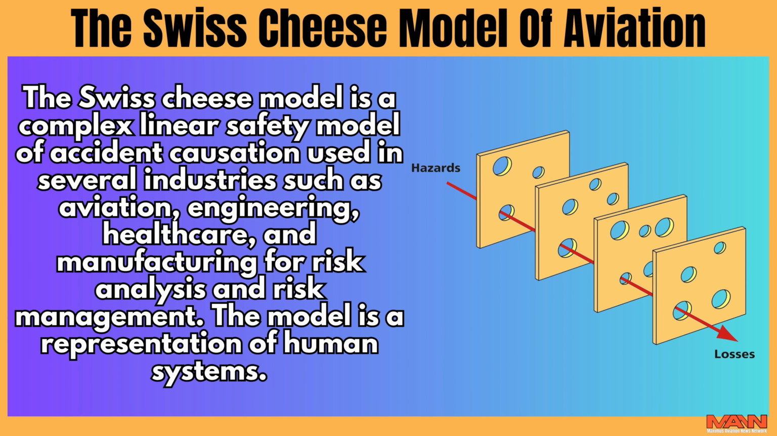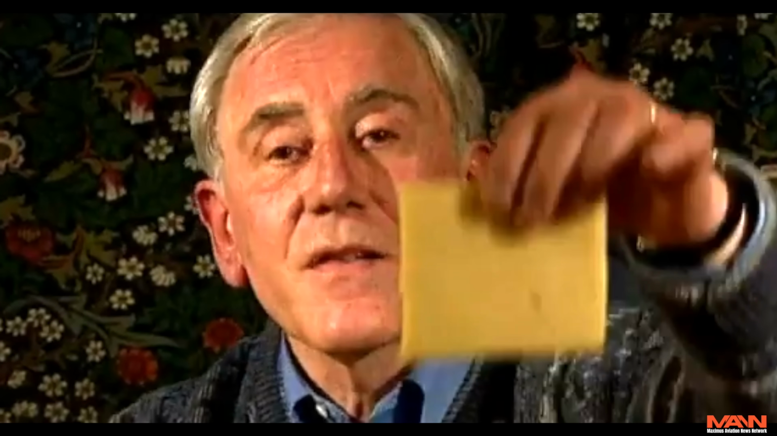The Swiss cheese model is a complex linear safety model of accident causation used in several industries such as aviation, engineering, healthcare, and manufacturing for risk analysis and risk management. The model is a representation of human systems. It depicts slices of cheese stacked side by side. Each slice represents the defenses of a system that is designed to prevent safety errors from occurring. While each of our defenses should remain intact, there are unintended weaknesses in every industrial safety system. These weaknesses are represented as the holes in the cheese.